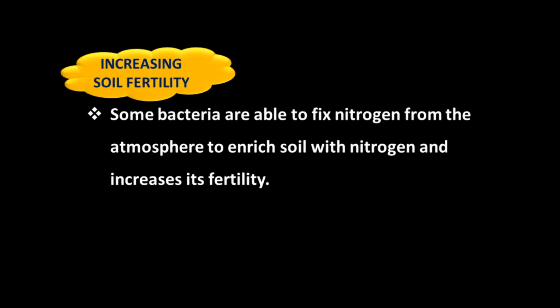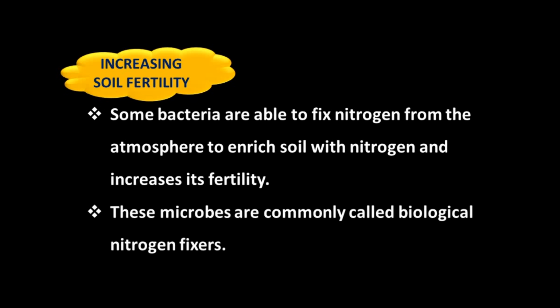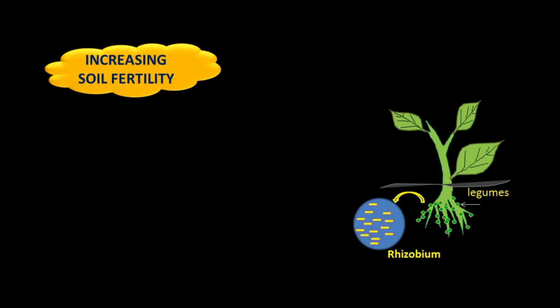Another use of microbes is to increase soil fertility. Some bacteria are able to fix nitrogen from the atmosphere to enrich soil with nitrogen and increase its fertility. These microbes are commonly called biological nitrogen fixers. An example is Rhizobium. It is found in the roots of leguminous plants.